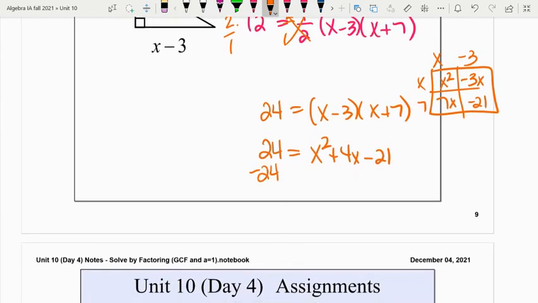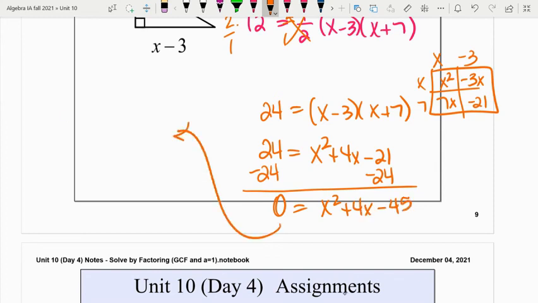Subtract 24 on both sides, set it equal to 0. So I get 0 equals x squared plus 4x, what's that add up, -45. So we need to factor that. So I'm looking for two numbers that multiply to -45 and add to 4. So x plus 9, x minus 5. Those multiply to -45 and add to 4.